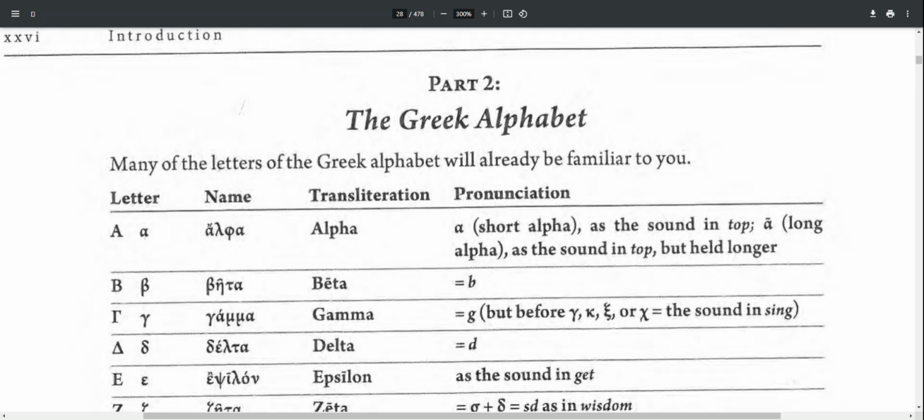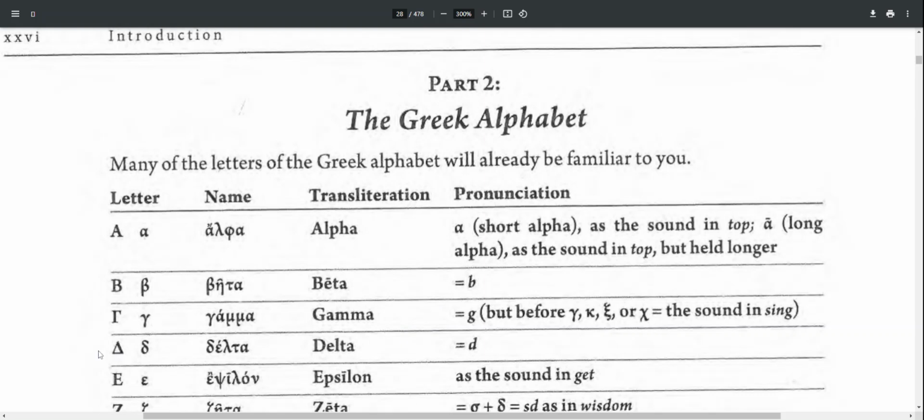The third letter is gamma, which has the sound of the letter G, but before the letters gamma, kappa, xi, or chi it has the sound of "ng", like in "sing". So you have two gammas, gamma kappa, gamma xi, gamma chi, with this nasal sound. Sometimes you can use the letter n for the transliteration.